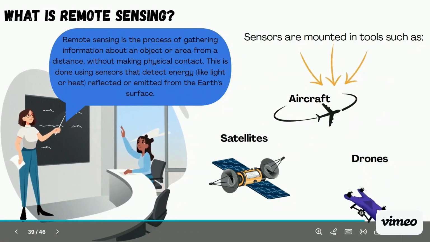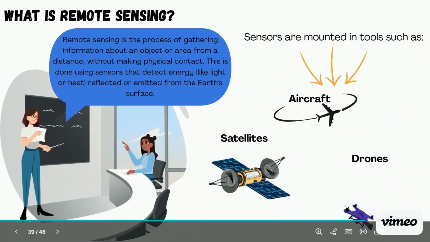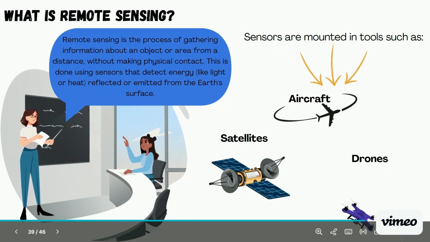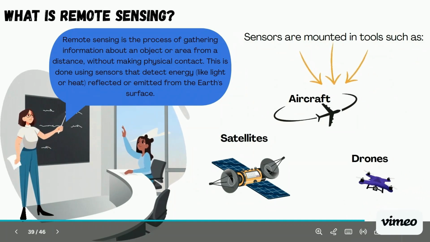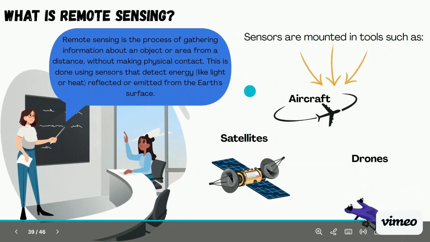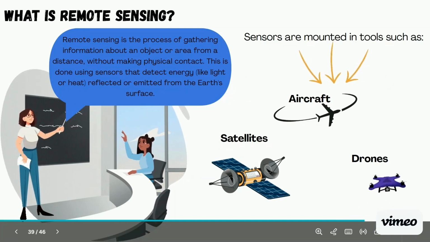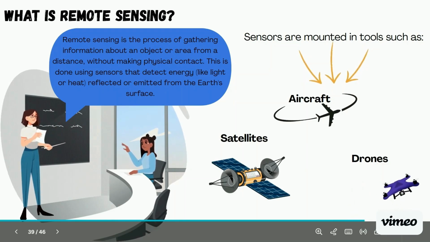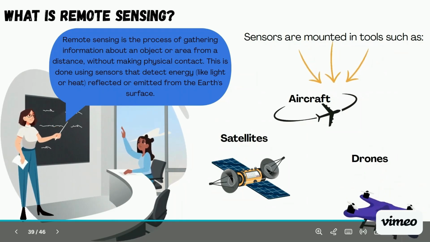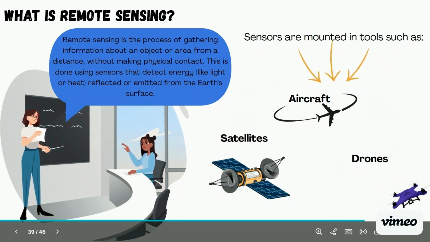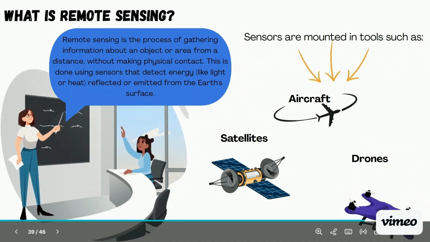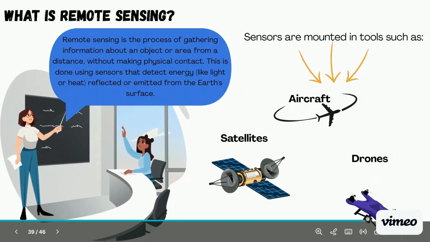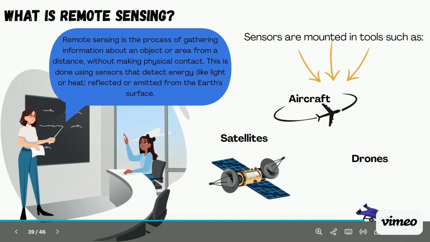Remote sensing is the process of gathering information about an object or area from a distance without making physical contact. This is done by using sensors that detect energy like light or heat reflected or emitted from the Earth's surface. These sensors are mounted in tools such as aircraft, satellites, and drones.